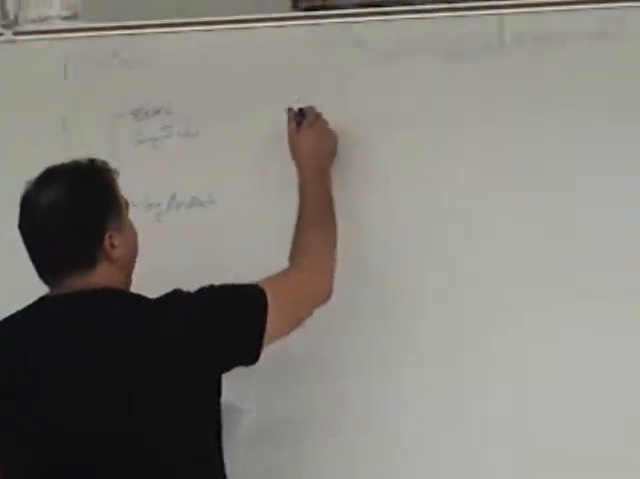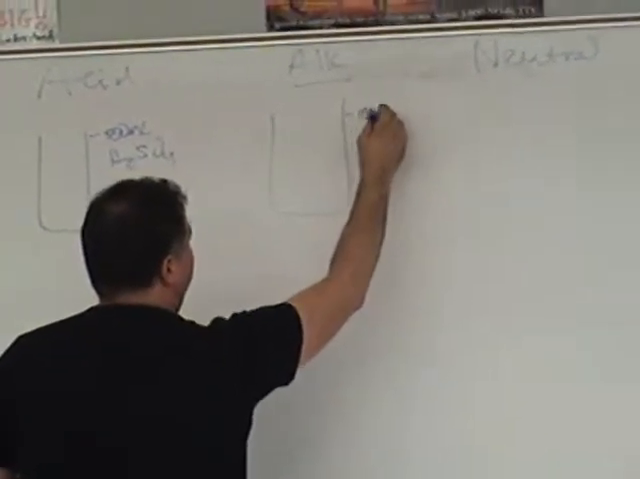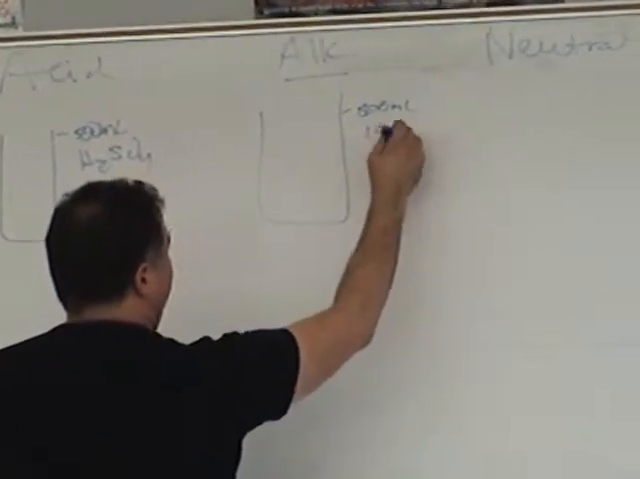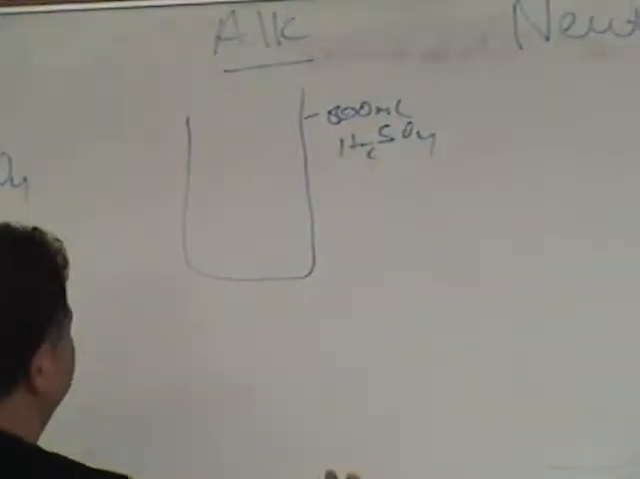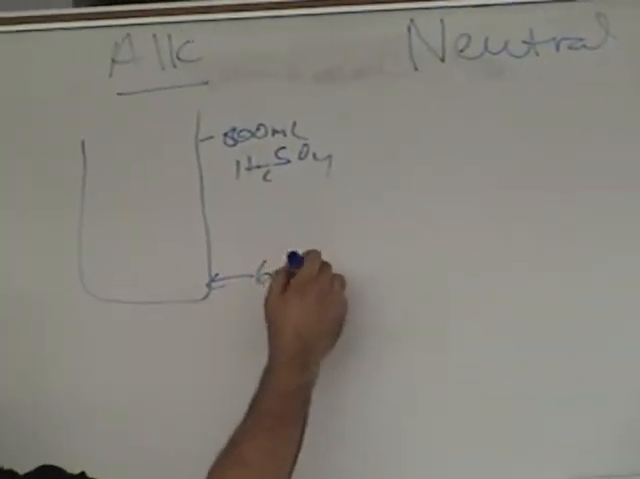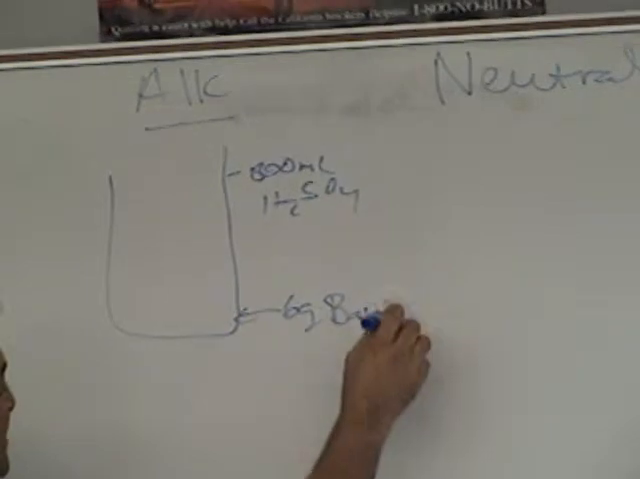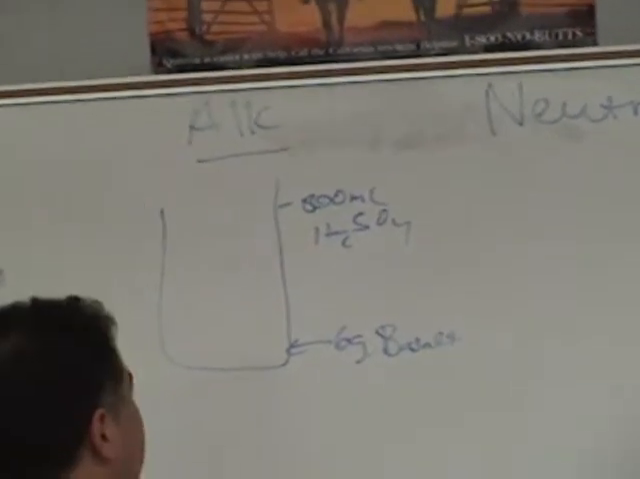Okay. So for the alkaline group, we're going to take our containers and put in 500 mL of H2SO4, and 6 grams of basalt because that's the dominant rock group, right? Exactly. And now the neutral group.